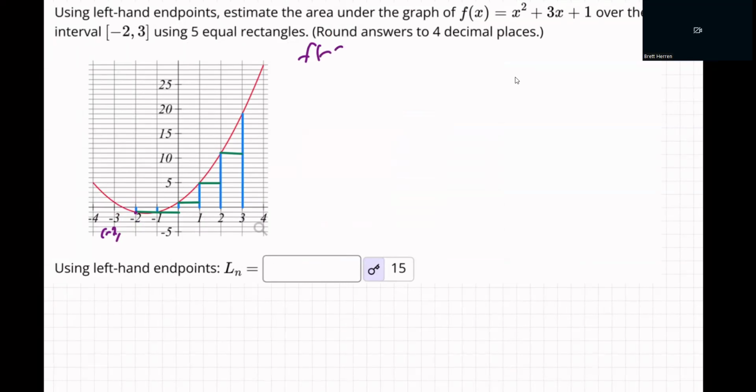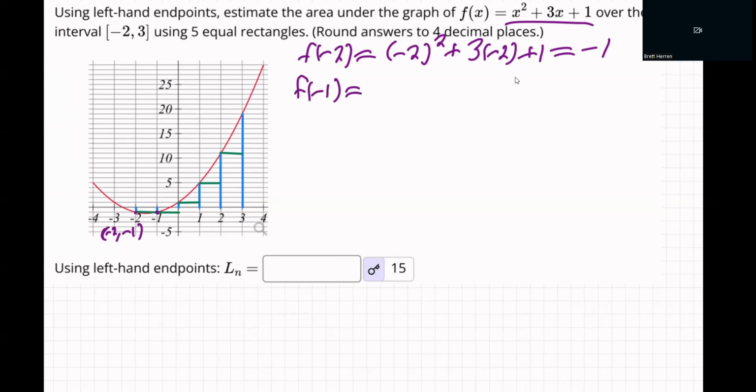f of -2. Plug into that equation: -2 squared plus 3 times -2 plus 1. That's 4 minus 6 minus 2 plus 1. Yeah, -1. So this is the point -2, -1. Let's go through and find each of those. Next, this point right here is f of -1. Let's plug in -1: 1 minus 3 plus 1, yeah, it is -1. They're the same height.